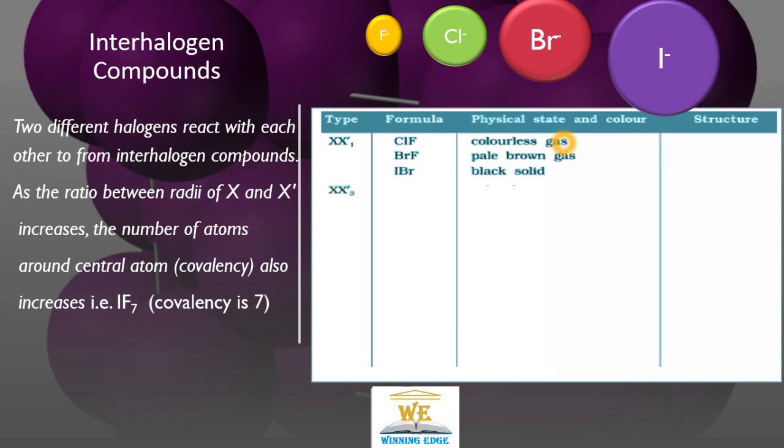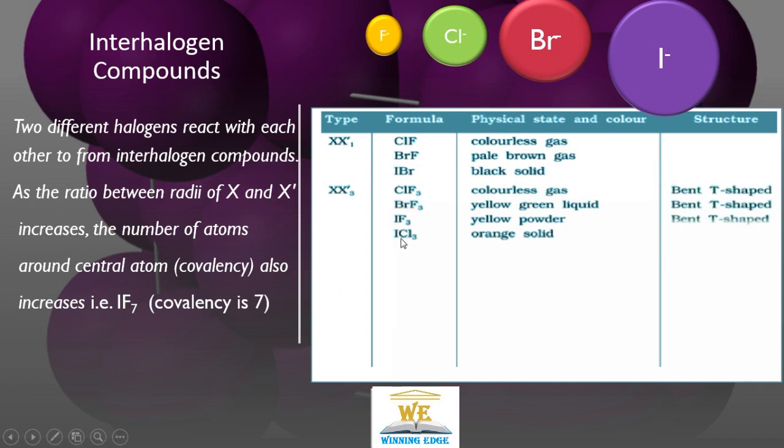Next possibility we know, XX'3, meaning ClF3, BrF3, IF3, ICl3. First is a colorless gas. This is a yellow-green liquid, yellow powder, and orange solid. ICl3 is an orange solid. All these have a bent T sort of structure, with the presence of two lone pairs of electrons.